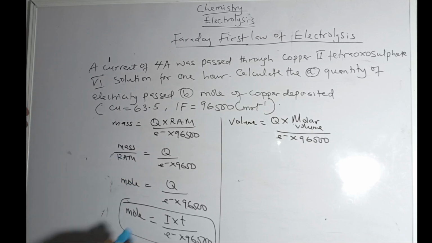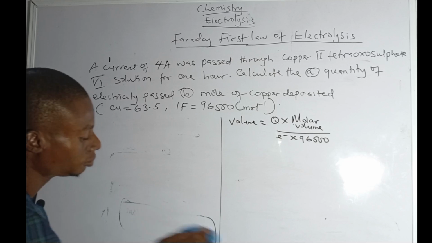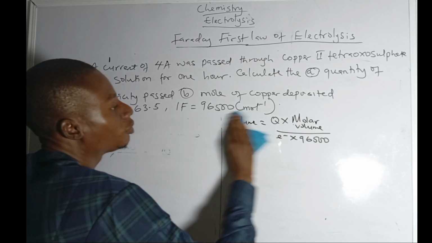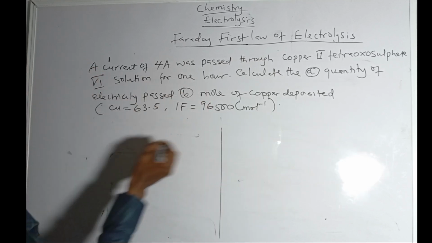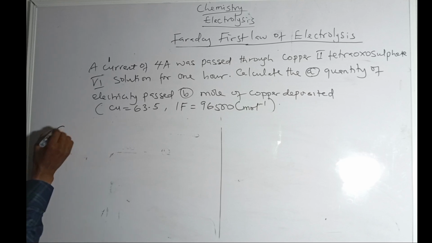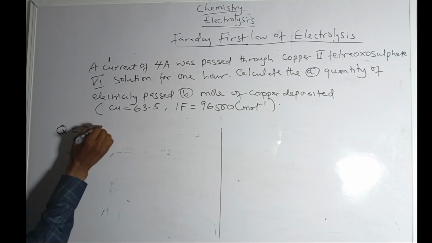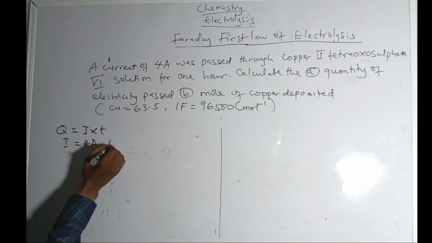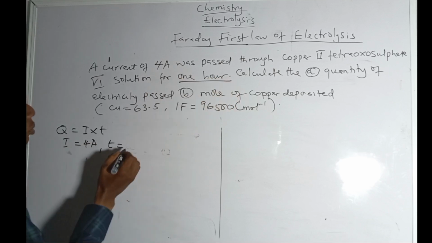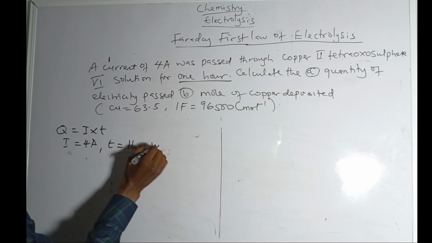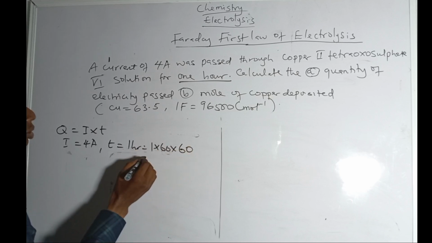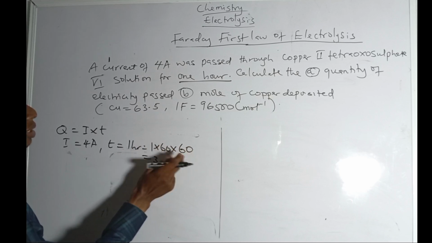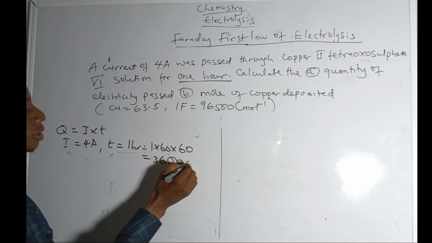So now, for us to solve this question, let's come back. You have to find Q first. So Q is equal to I times T. What is I in the question? I is equal to 4 ampere. What is T? T is 1 hour. So 1 hour, which is 1 times 60 times 60. So that's 3,600 seconds.